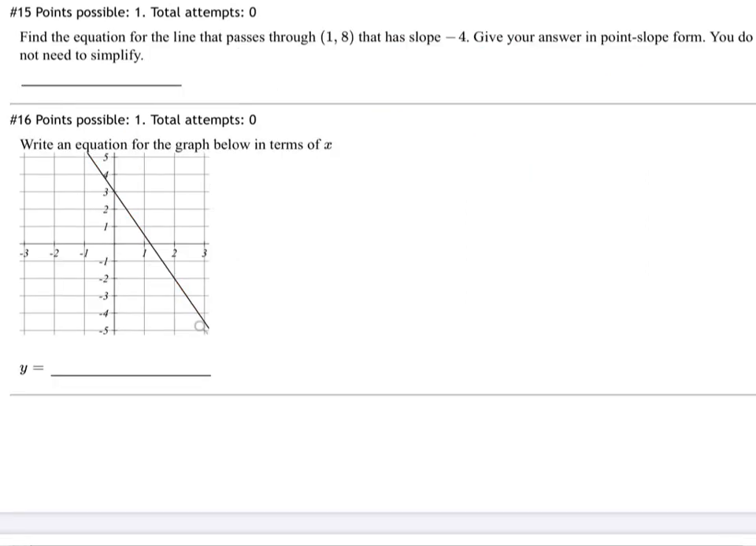All right, number 15. Find the equation for the line that passes through (1, 8) and has slope -4. Give your answer in point slope form. Let me get that in first. Point (1, 8), slope equals -4. Give your answer in point slope form.